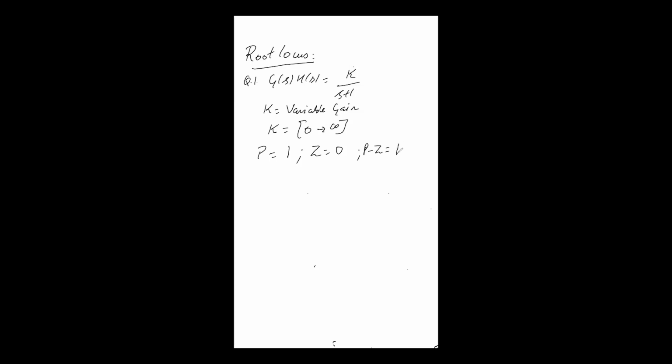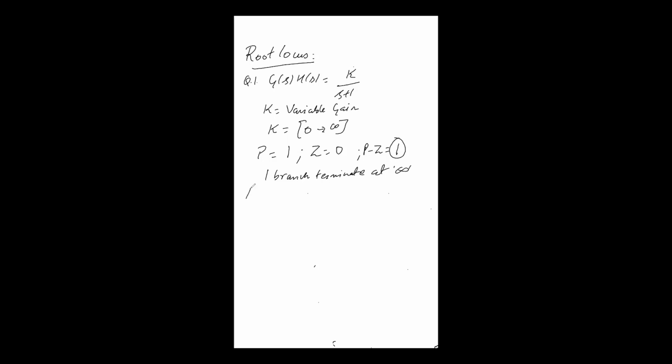So if you see step number 6, that is, if the number of open loop poles is greater than the number of zeros, the number of root locus branches terminating at infinity is given by P minus Z. In our case P minus Z comes out to be 1. So one branch will terminate at infinity. We will see how that branch is terminating at infinity.